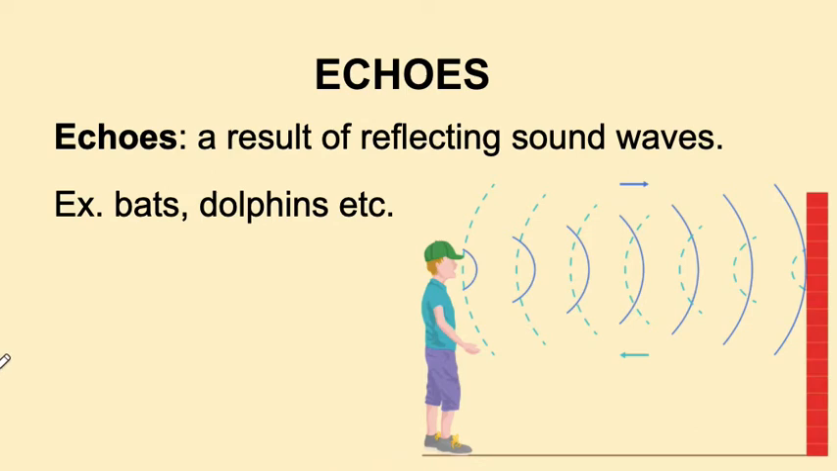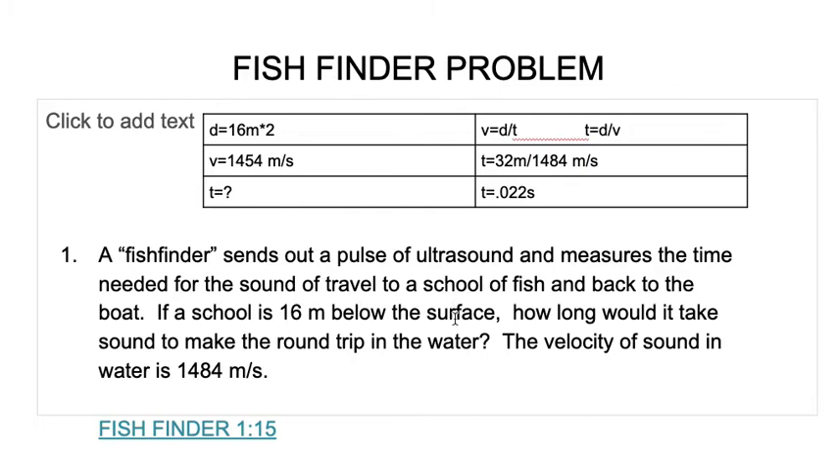Now bats, dolphins, and other animals will use echoes, something called echolocation, to find their prey or to move around. A boat sends out a pulse of ultrasound and measures the time needed for the sound to travel to a school of fish and back to the boat. If a school is 16 meters below the surface, how long would it take sound to make the round trip in the water? The velocity of sound in water is 1,484 meters per second.